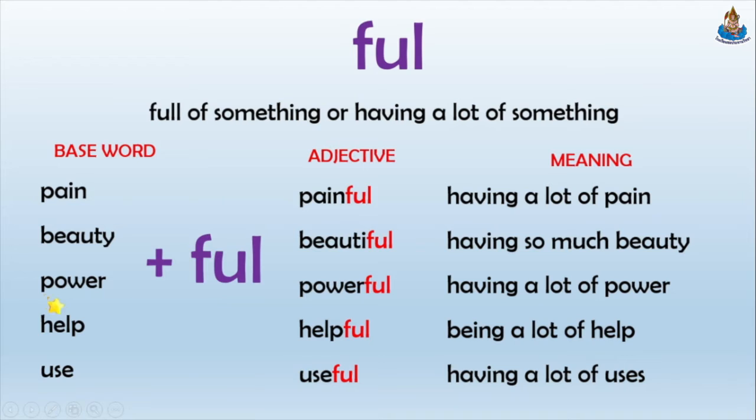Next one, power plus full becomes powerful, which means having a lot of power. Help plus full becomes helpful, which means being a lot of help to other people. Use plus full becomes useful, which means having a lot of uses. So this is how we form words from nouns or verbs, and when we add a suffix, we create an adjective.